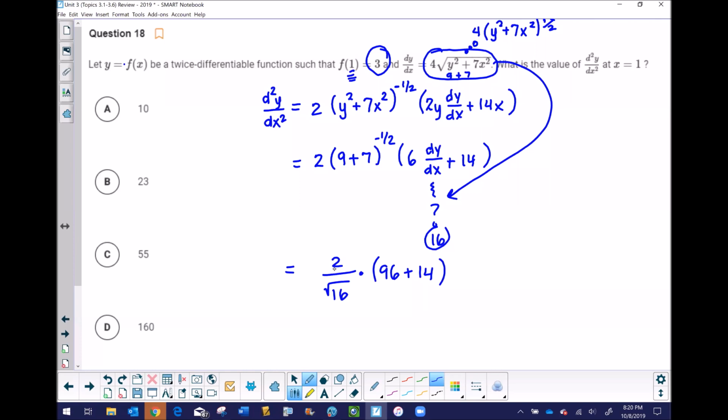All right. 2 over the square root of 16 is 2/4, so that's just 1/2. So whatever 96 plus 14 is, which is 110, would be divided by 2, right? 2 over 4 is going to be 1 over 2. What is that, 55? Boy, is that a choice?